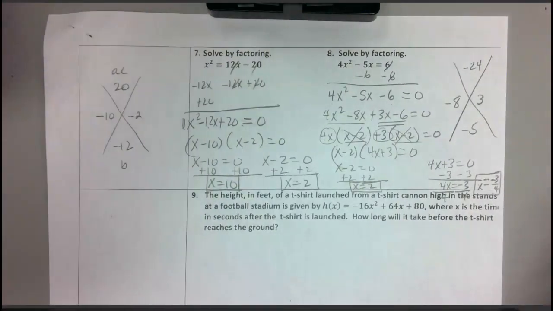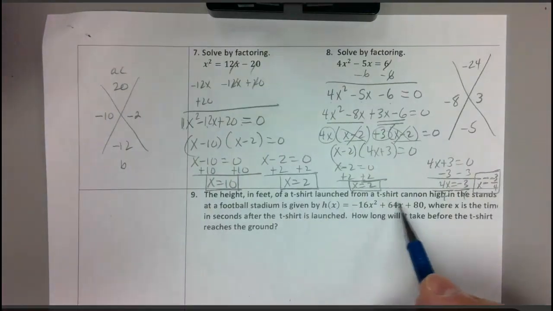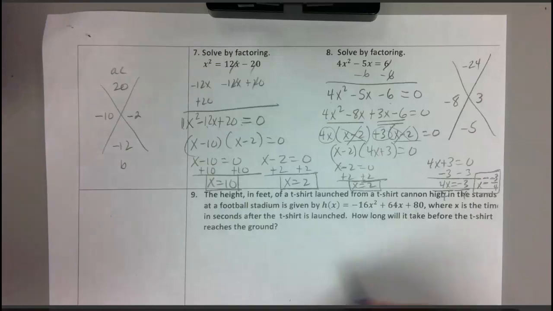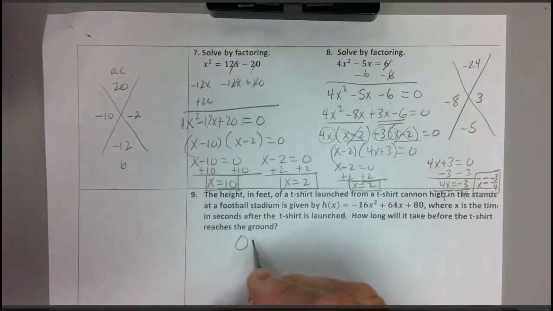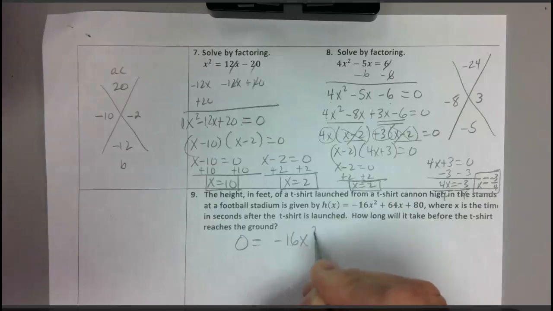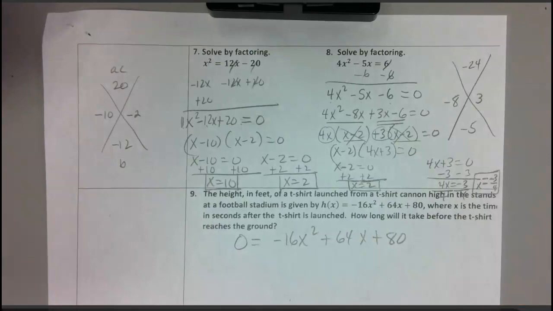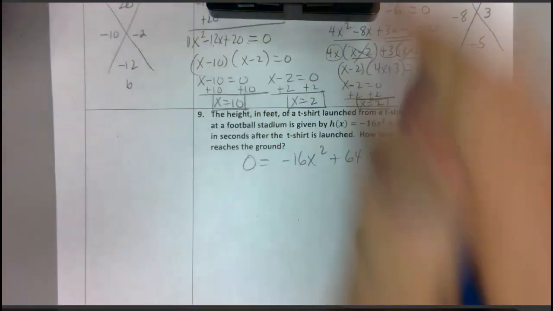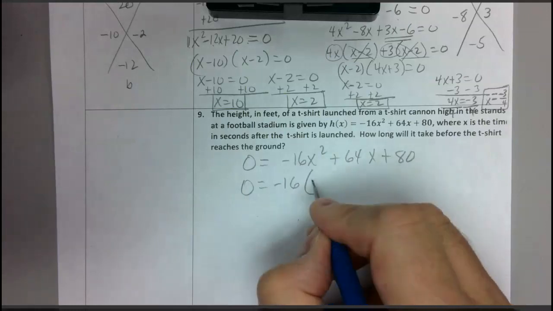And 2. Okay, it says the height in feet of a t-shirt launched from a t-shirt cannon is given by this equation. How long does it take before the t-shirt hits the ground? So that means my height has got to be 0. So again, I like to factor if I can at the beginning. If I can get a constant out, I like to do that. It gives me smaller numbers.